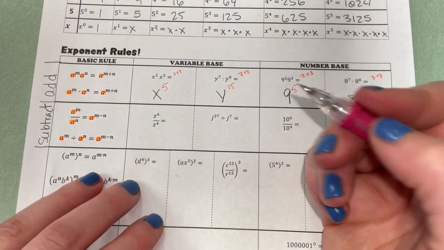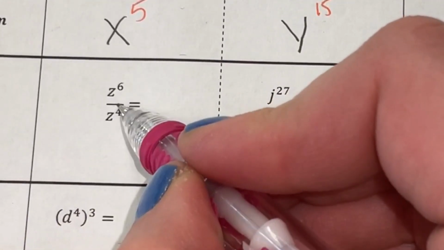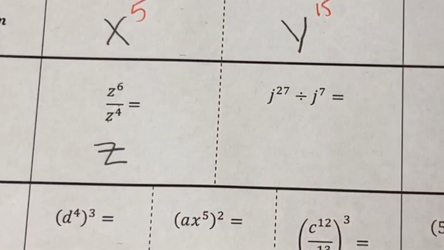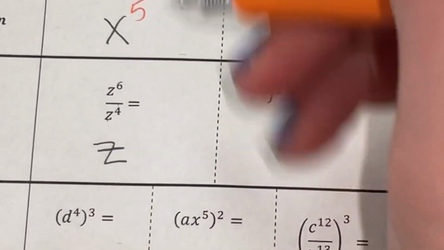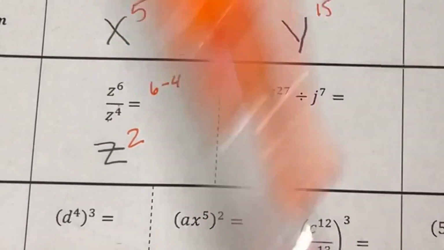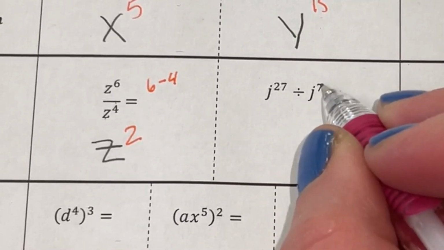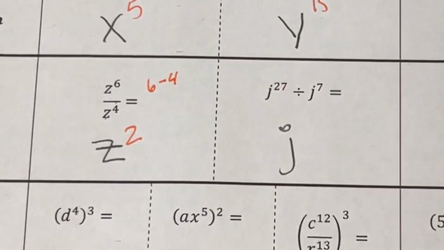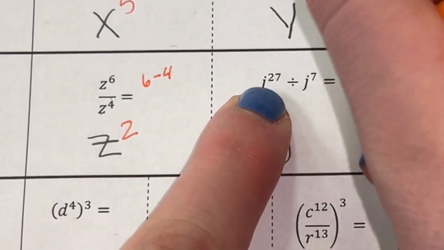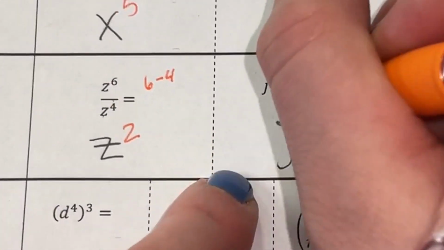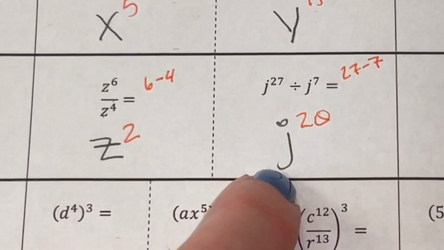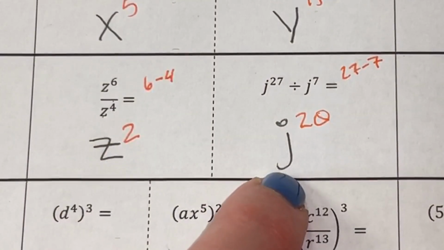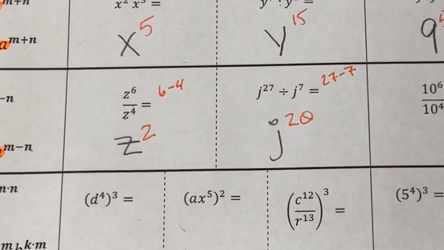So let's do some together. So we have a fraction bar, same bases happening. So that base is gonna stay, that's not gonna change. But I'm gonna do 6 minus 4, top minus bottom exponent, so I get z squared. Then I have j to the 27th divided by j to the 7th. Same bases being divided, so I subtract these. I do 27 minus 7, so that gives me j to the 20th power. The base does not change, only them exponents you gotta do the math for.